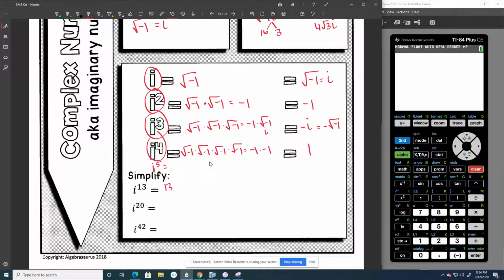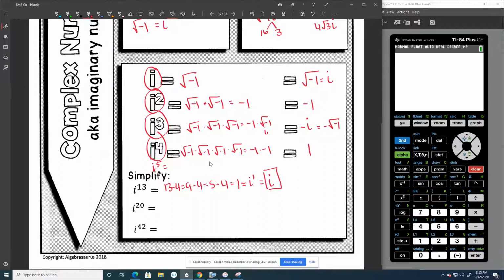So I need to do 13 minus 4, which is 9, minus 4, which is 5, minus 4, which is 1. So really, i to the 13th is the same as i to the first power, which is just i.